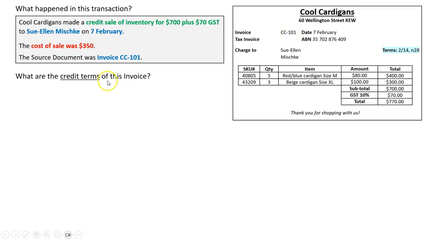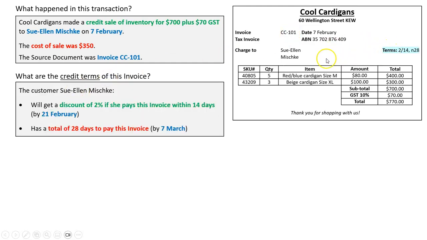But what are the credit terms? So it says here 2-14 and N28. What that means is the customer Sue Ellen Mishke will get a discount of 2% if she pays this invoice within 14 days. So if she bought on the 7th, 14 days would be by the 21st of February. And if she pays within that time, she'll get 2% off her invoice. But overall, she's got a total of 28 days to pay this invoice, and that would be the 7th of March.